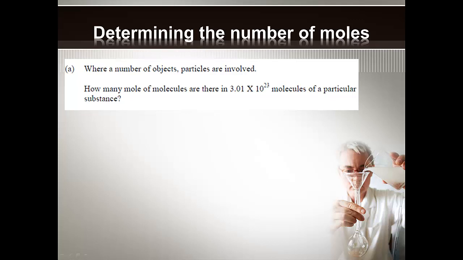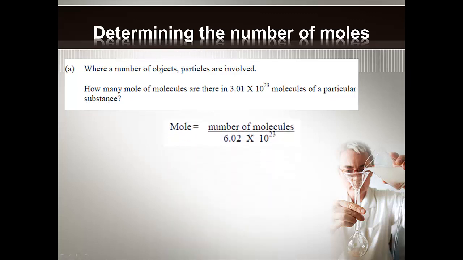Determining the number of moles, where a number of objects or particles are involved. How many moles of molecules are there in 3.01 by 10 to the 23 molecules of a particular substance? So how many moles are there? We know that 1 mole is 6.02 by 10 to the 23. This is 3.01 by 10 to the 23. That looks like half a mole to me, but let's just check. Is it half a mole? Looks like half a mole.